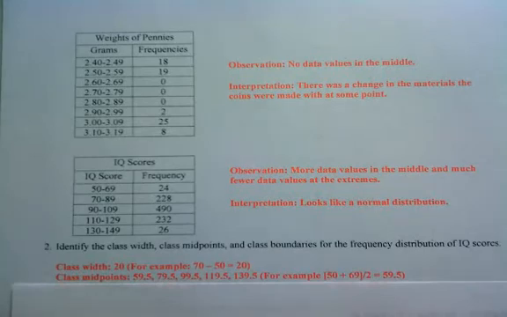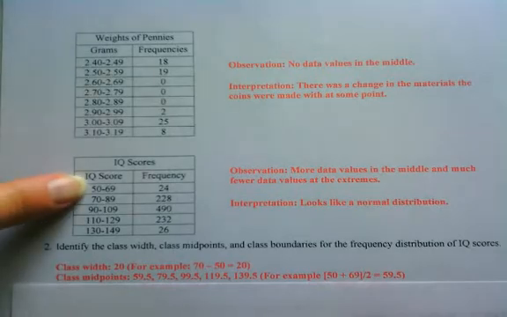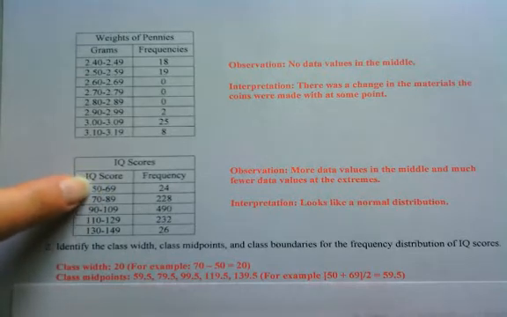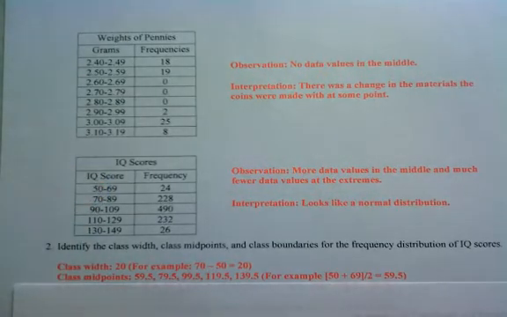Here are the midpoints for what's listed in the table: 59.5, 79.5, 99.5, 119.5, 139.5. Again, notice they're all 20 apart. And where do these come from? They come from adding the lower class limit and the upper class limit. So 50 plus 69 gives me 119. Half of 119 is 59.5.